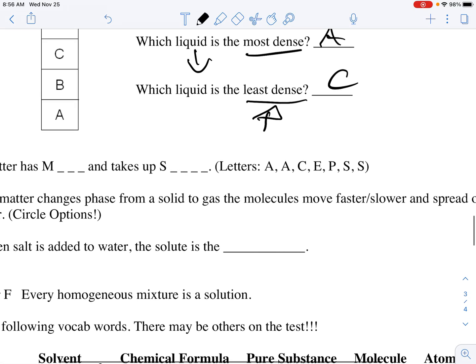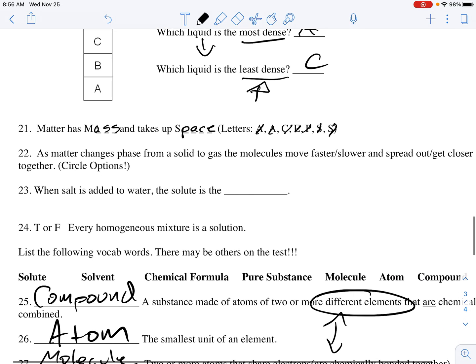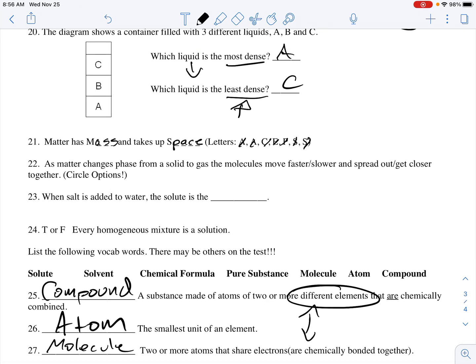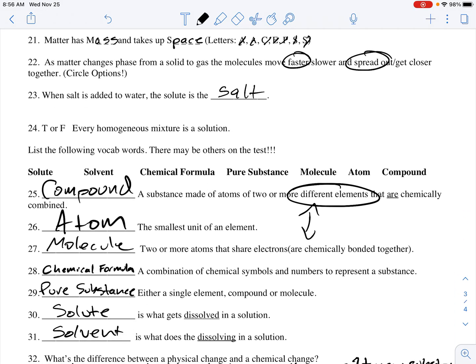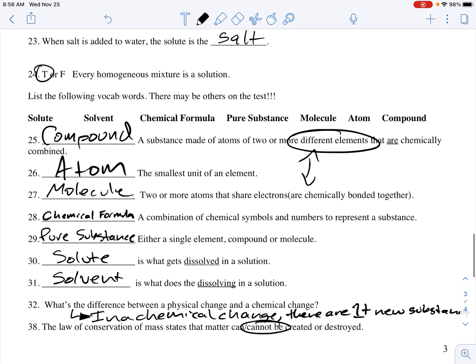Okay. Matter has mass, takes up space. As matter changes phase from solid to gas, are the particles going to move faster or slower? They'd be moving faster and spread out. When salt is added to water, the solute is the salt. Ever a homogeneous mixture is a solution. That's true. That's just a vocab thing.